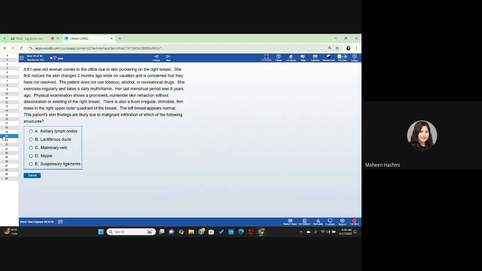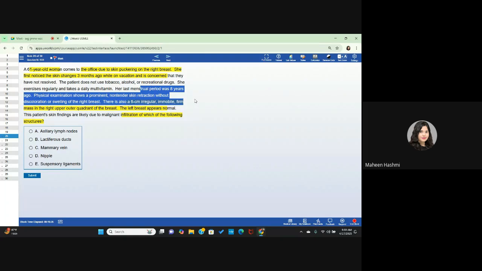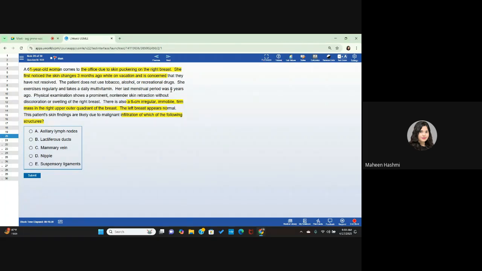Then we go on to the next question. There's also a 6 centimeter irregular, immobile, firm mass in the right upper quadrant of the breast. The left breast appears normal. The patient's skin findings are likely due to malignant infiltration of what? There's skin puckering on the right breast of a 61-year-old woman. Her last menstrual period was 8 years ago. There is no discoloration, but there is a prominent non-tender skin retraction.